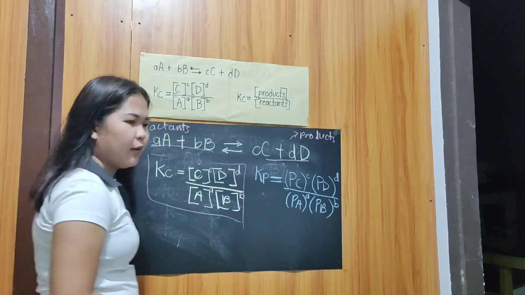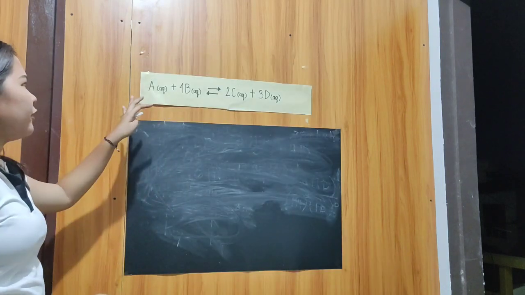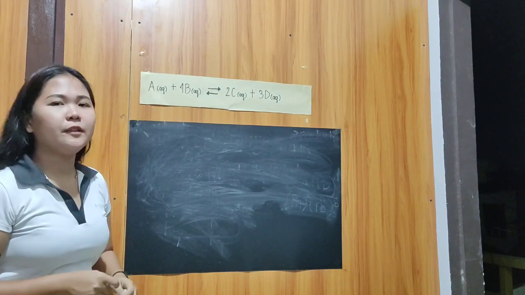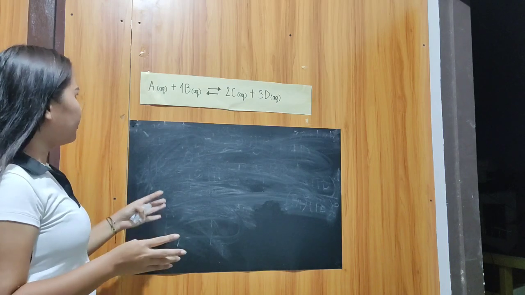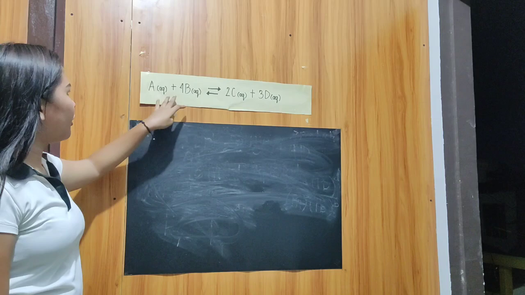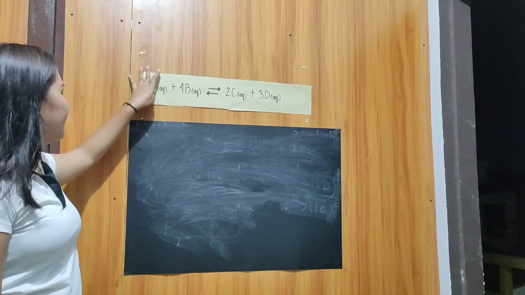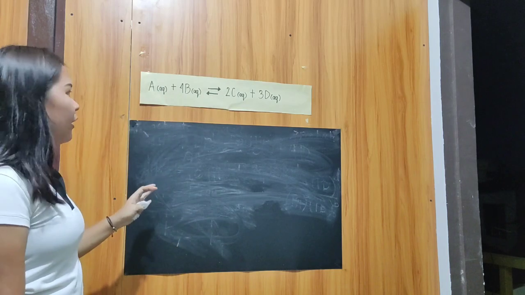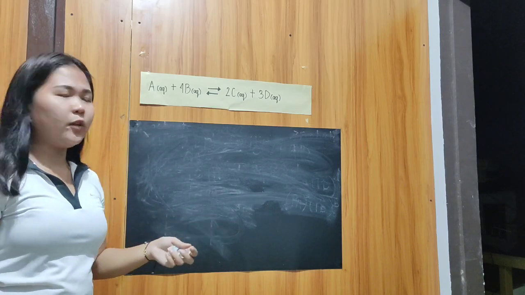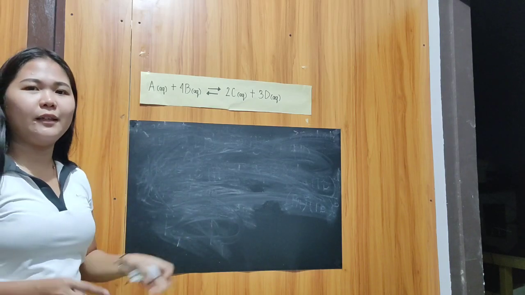Okay, so let's proceed. Okay, so for example, this equation. So the first thing you need to do is to observe if the substances are solid, if the substances are gas or aqueous, and kung solid siya or liquid, and then you cancel it out.